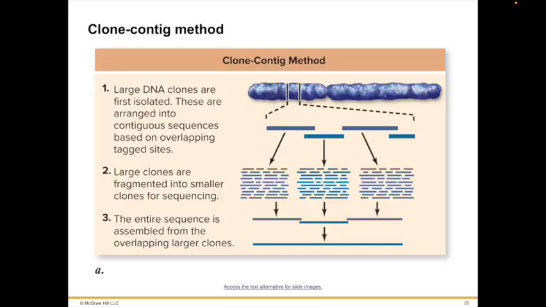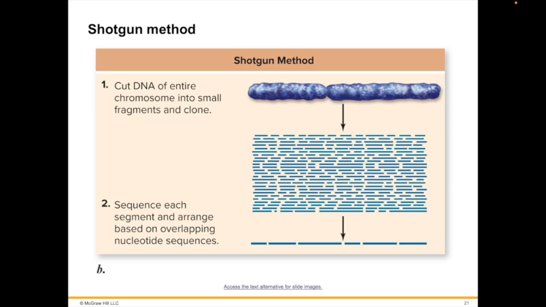So in the clone contig method, the large DNA clones are first isolated. These are arranged into contiguous sequences based on overlapping tagged sites. Large clones are then fragmented into smaller clones for sequencing, and then the entire sequence is assembled from the overlapping larger clones. And then the shotgun method: cut the DNA of the entire chromosome into small fragments and clone, and then sequence each segment and arrange based on overlapping nucleotide sequences.